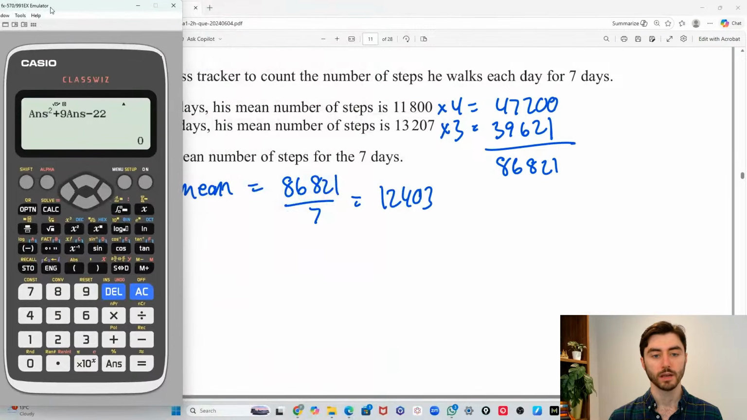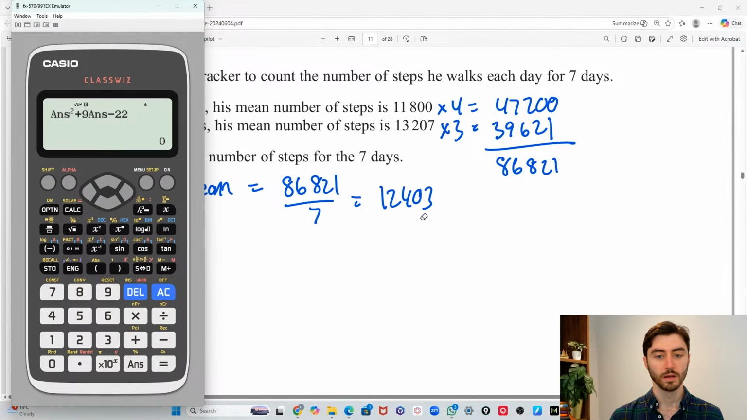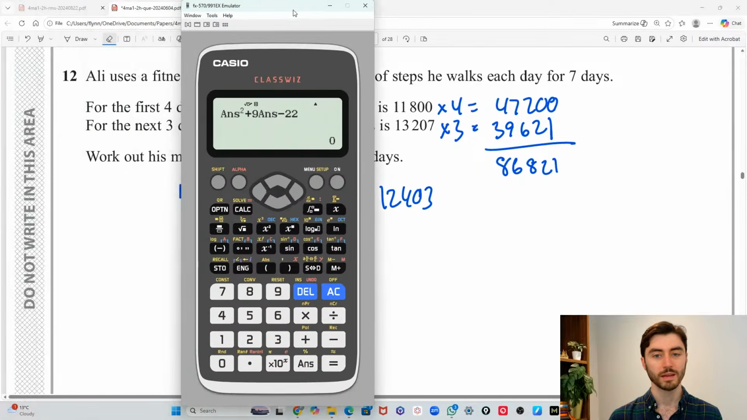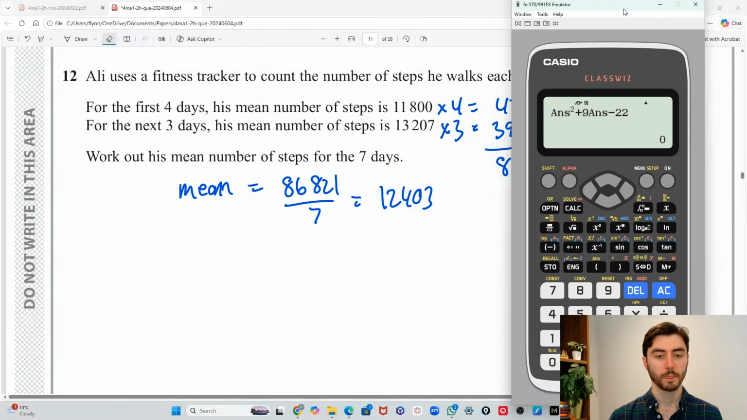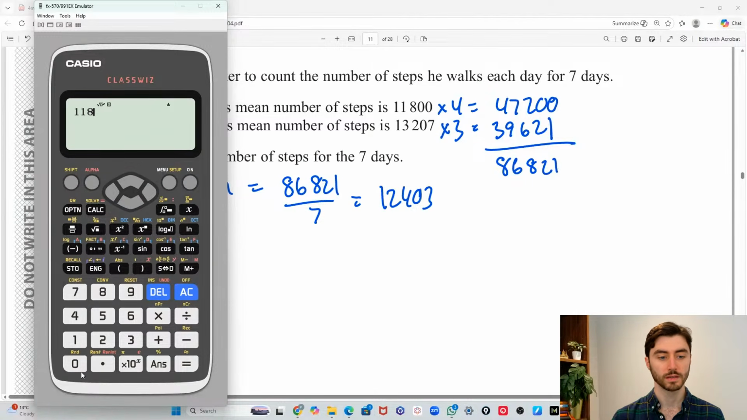Okay, so here, I'm saying the mean is this. To be honest, this I'm quite confident with. So this total over the first 4 days, this is kind of just rechecking. So that times 4 is that. 13,207 times 3 is that. That plus the 47,200 is the total number of steps. Divide by 7, that is the average.